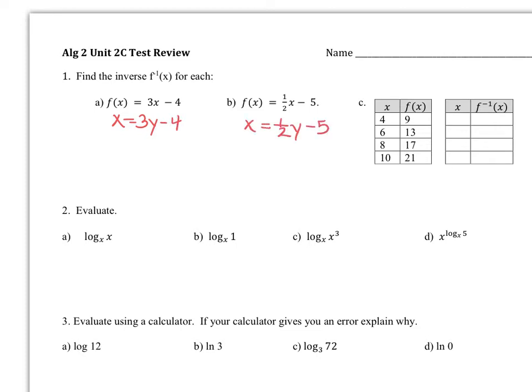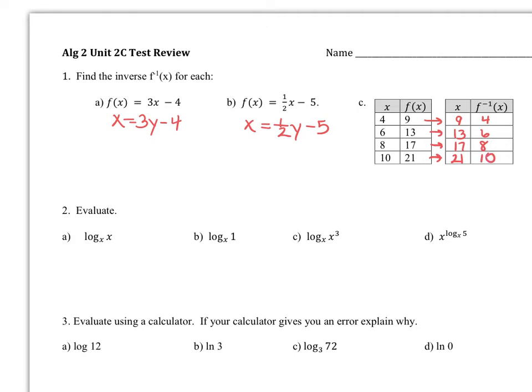And notice in part C, there is no equation. You're just given ordered pairs. So this should be an easy one here. For C, you just flip-flop. Instead of 4, 9, you have 9, 4. Instead of 6, 13, you have 13, 6. 8, 17 becomes 17, 8. And then 10, 21 becomes 21, 10. So you can see there how the x and y values flip.